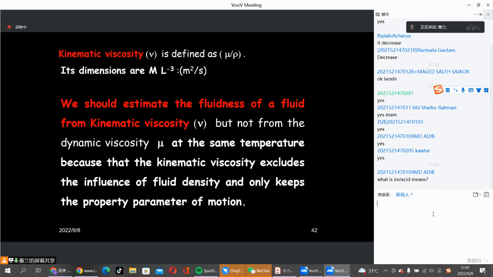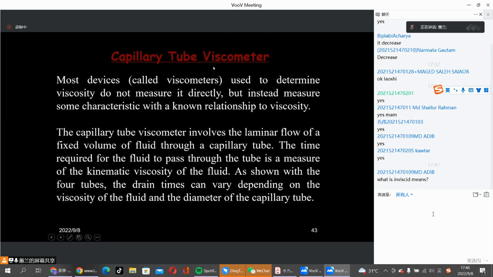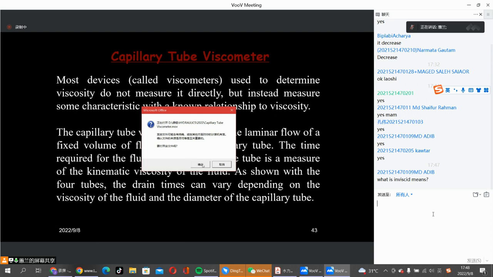So when we estimate whether it's easy for a fluid to deform, we need to use the kinematic viscosity, because the kinematic viscosity excludes the influence of fluid density and only keeps the parameters of motion. The dimension of kinematic viscosity is meter square per second. You can check it out. So that's viscosity, and we can move on to another topic.